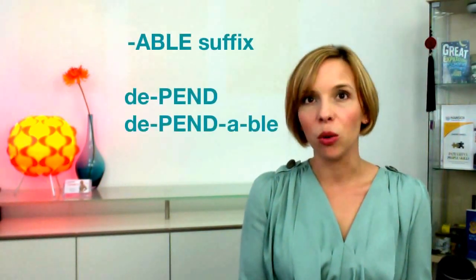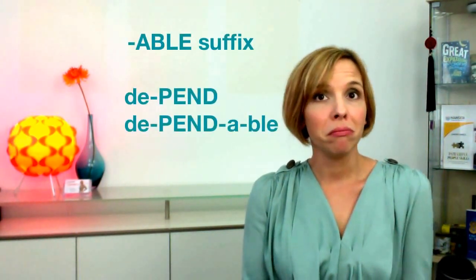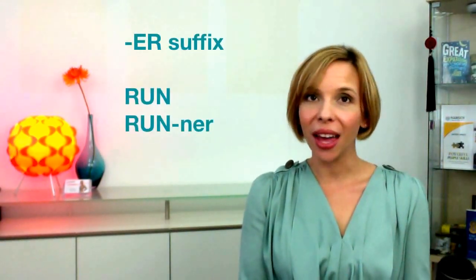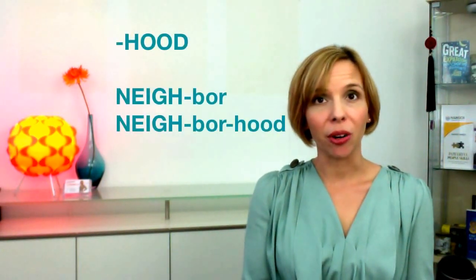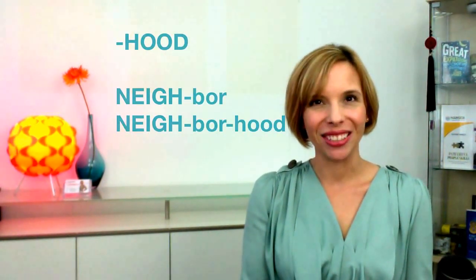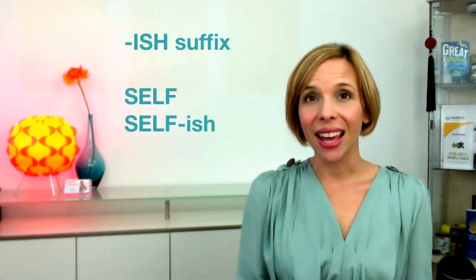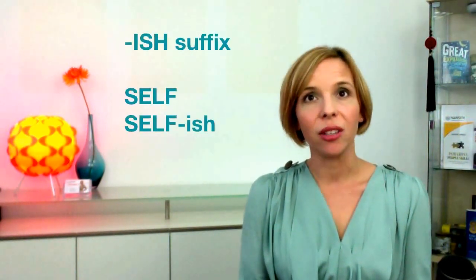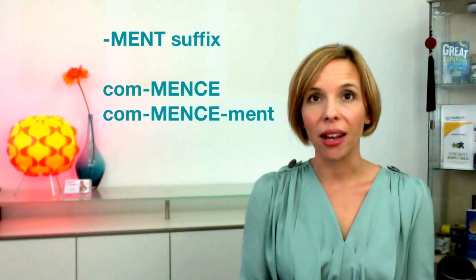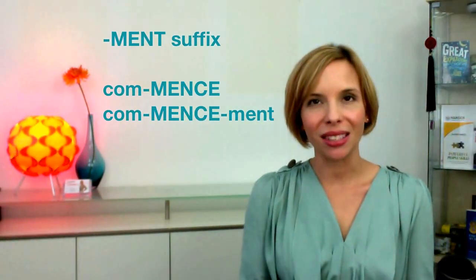When we add the suffix able to the word depend, it becomes dependable. Add an er to run, and you get runner. Add the ending hood to neighbor, and you get neighborhood. The suffix ish can be added to self to make selfish. And the ment suffix, when added to commence, makes commencement. Pretty simple so far, right?